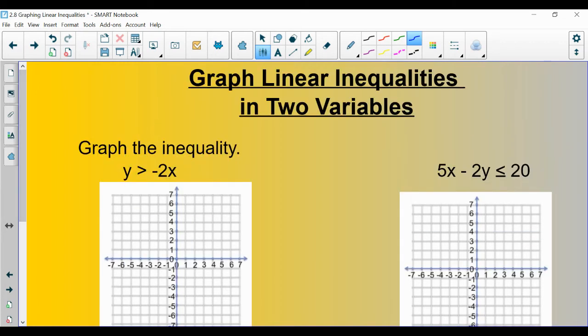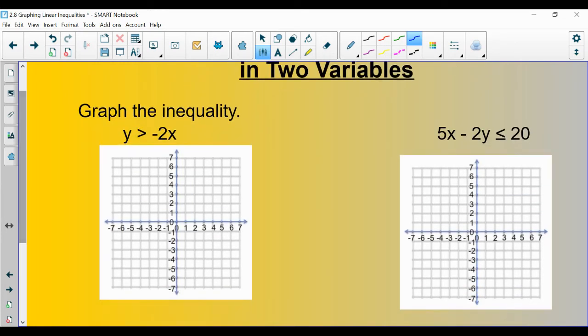Here we have y is greater than negative 2x. Remember, you're going to pretend that this is an equal sign to get the line. So if this was an equal sign, you'd say, okay, there's no y-intercept, so it goes through the origin, or its y-intercept is 0. And its slope is negative 2, so you would go down 2 over 1, or you can go up 2 left 1. Now you have to decide if your line is solid or dotted. This is just simply greater than, so it's going to be a dotted line.